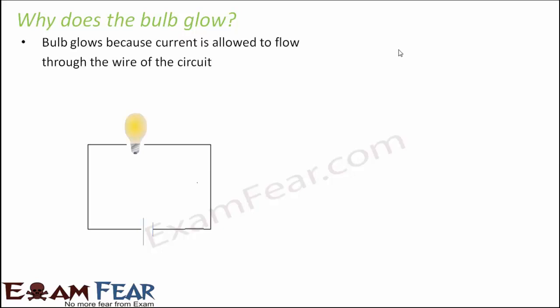So here is another interesting thing. The bulb glows because current is allowed to flow through the wire of the circuit. Now this is the catch here. Allowed to flow. That means it is also possible that certain materials might not allow electrons to pass through them, might not allow current to flow through them.